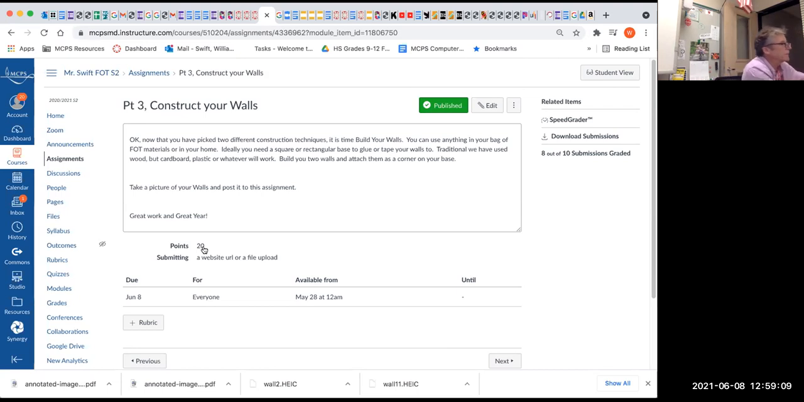Here's mine. Mine's kind of lame, but I made an insulated wall. See this one that has styrofoam in the middle? And then this is a wood frame wall. I didn't finish my wood framing, but we're getting to it. And then I actually had to tape them together. I tried using toothpicks to get them to stay up. All you need is for your walls to be up and you take a picture of them.